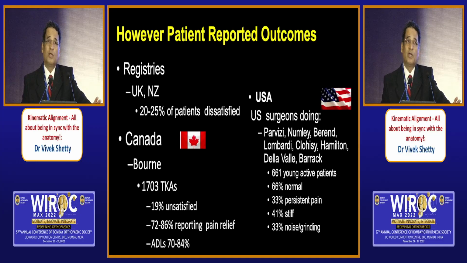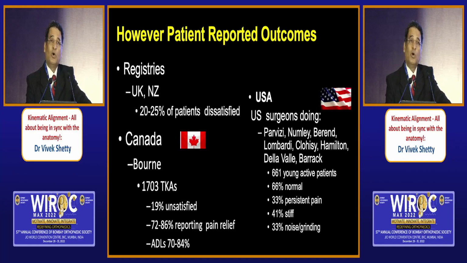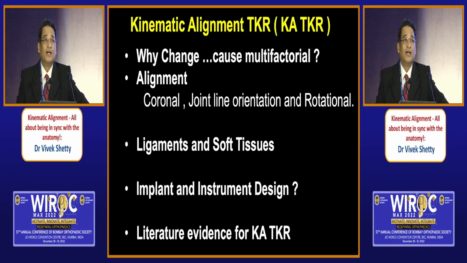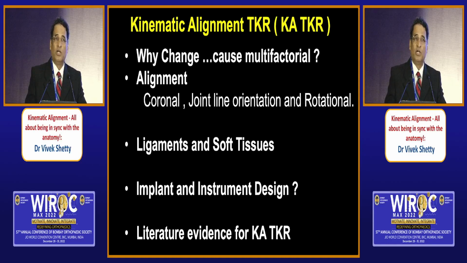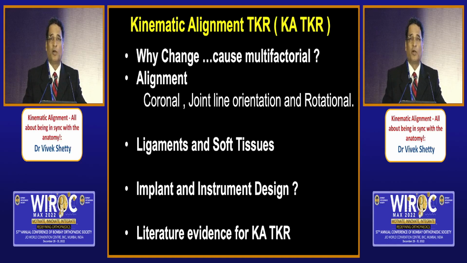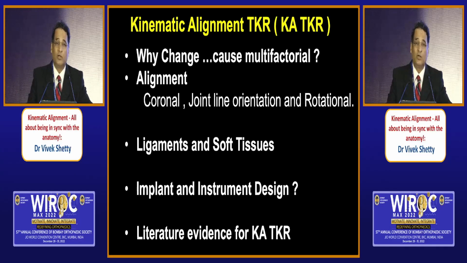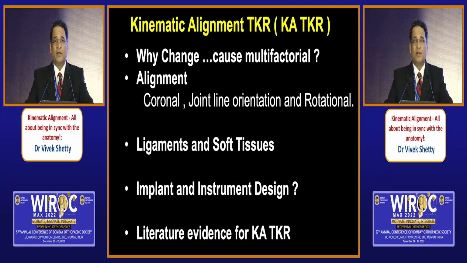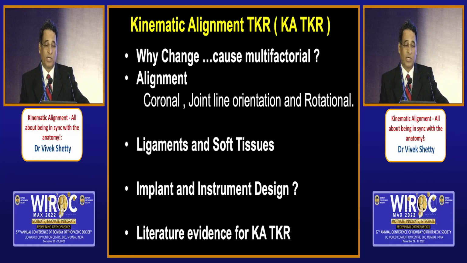So there are quite a bunch of patients who are dissatisfied, and we need to look into why. And I am not naive enough to say that it is only alignment. There are multifactorial issues, psychological issues and so on. But one of them could be the coronal alignment, it could be the joint line orientation, it could be rotational as well. More and more in this alignment, we do less and less soft tissue release. In fact, I hardly do any soft tissue release in the majority of the patients where I do a kinematic alignment. We may need to have a better design.